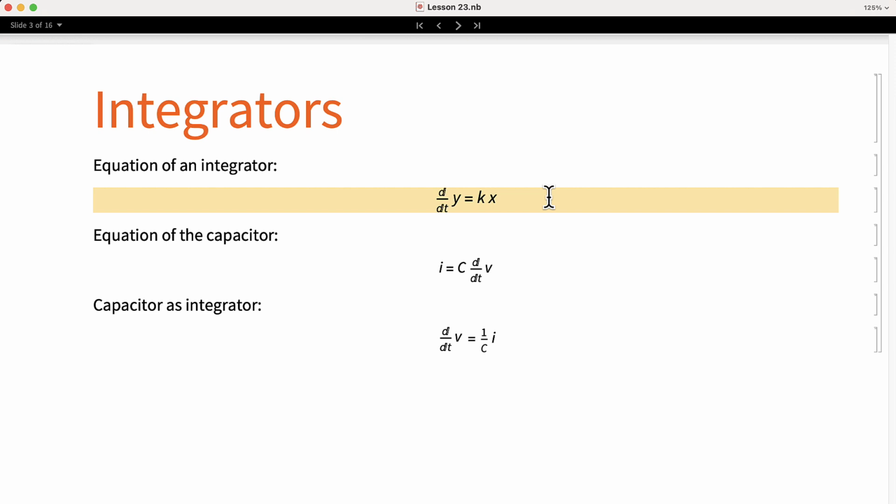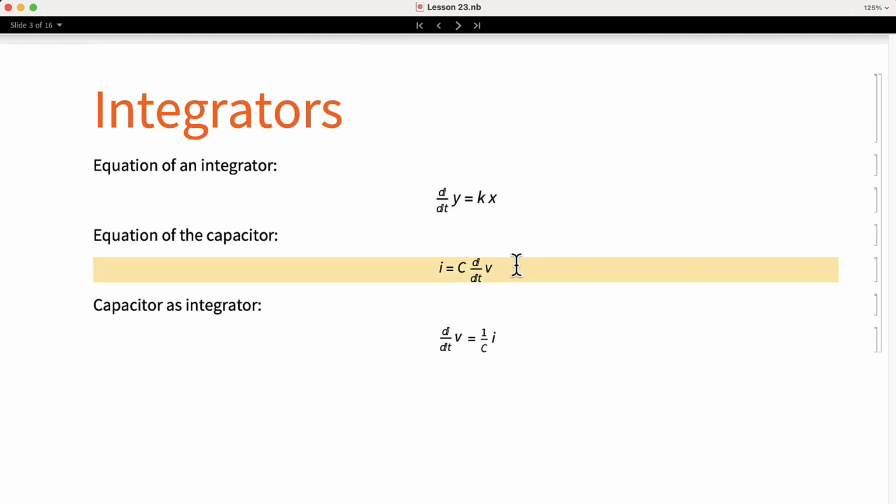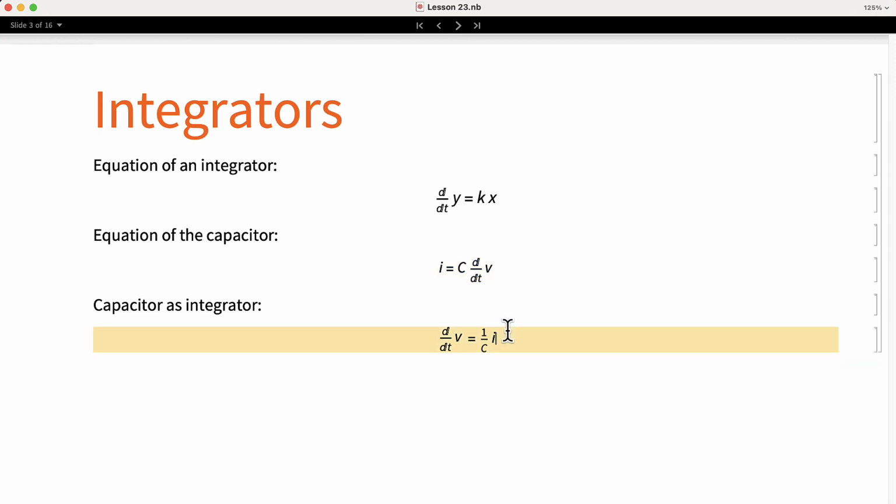Previously, we learned the equation of the current of the capacitor. If we rearrange the equation, we can make it look like the integrator equation. We can see that the capacitor accumulates current, and that is reflected as the voltage value. The gain of the integrator is given by 1 over C. Therefore, the larger the capacitor, the slower the voltage will increase.